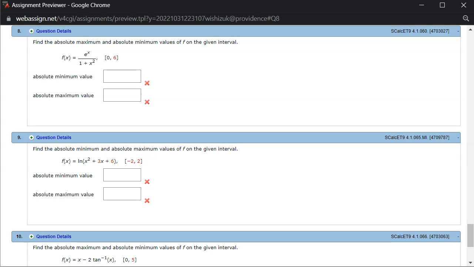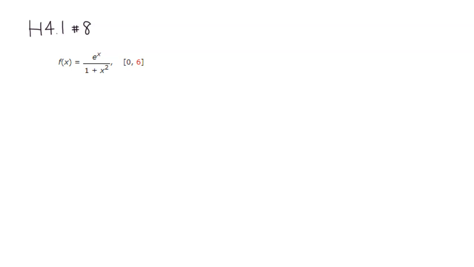All right, let's look at homework 4.1, problem number 8. Let's find the absolute minimum and absolute maximum of this function. First, let's find the first derivative.